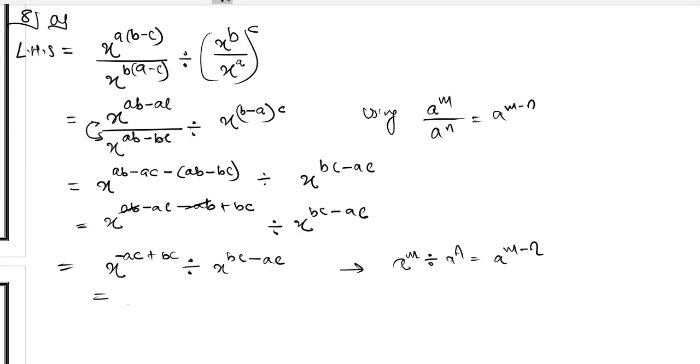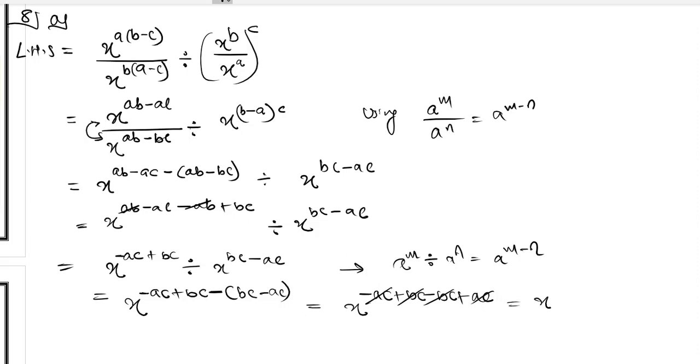We can write it as x raised to minus ac plus bc minus bracket, whenever there is a minus sign you put the bracket, okay, bc minus ac. So changing the sign will become simple, x raised to minus ac plus bc minus bc plus ac. So minus ac plus ac gets cut, bc minus bc gets cut, so that is x raised to 0, which is 1, which is your RHS.